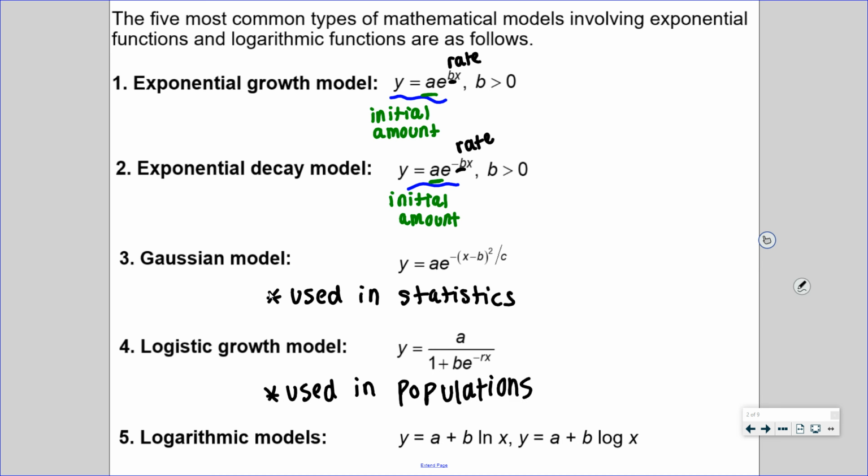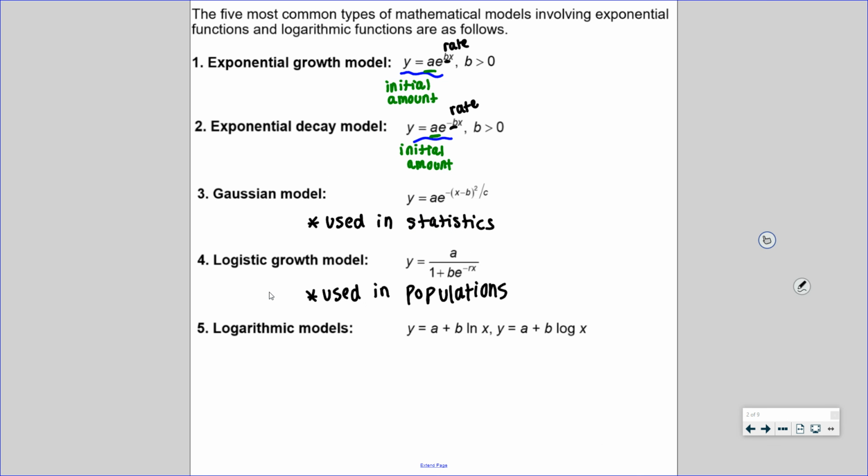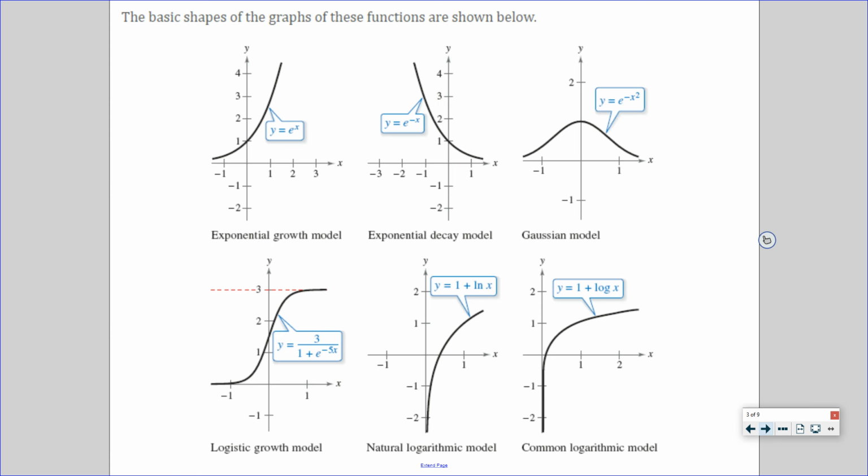Used in populations to model this growth or decay, depending on the population. And then we can also have logarithmic models. I mentioned exponentials are way more common in real life and in application problems, and we don't do a whole lot with logarithmic models. That one you don't really need to know. You just have to recognize maybe on a graph what these look like.